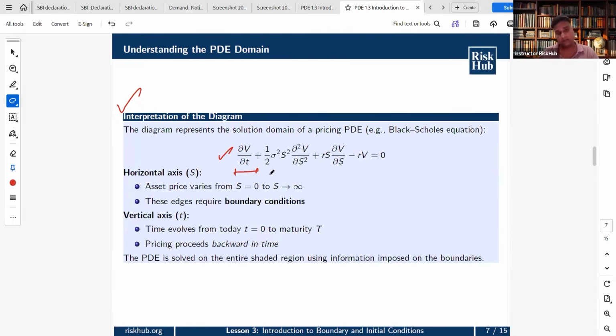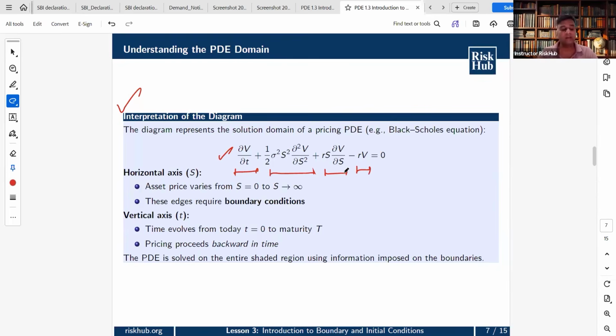Then if you look at the next term, what is this? This is the gamma volatility term, which is the convexity effect due to uncertainty. Then we have the next term, which is the delta drift term, the change due to risk-neutral growth of the stock. And then we have the last term, which is the discounting term, basically the present value effect.